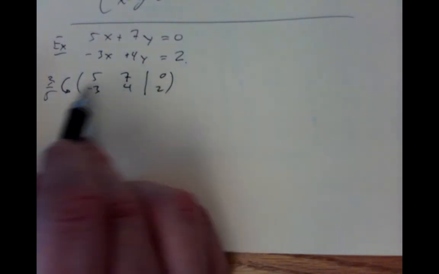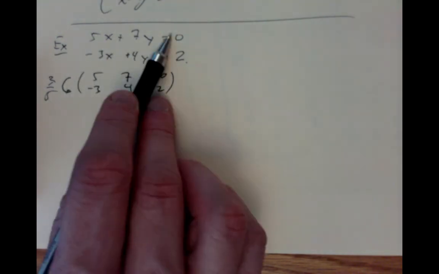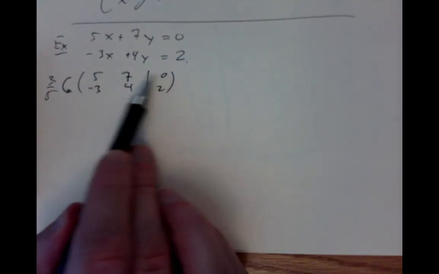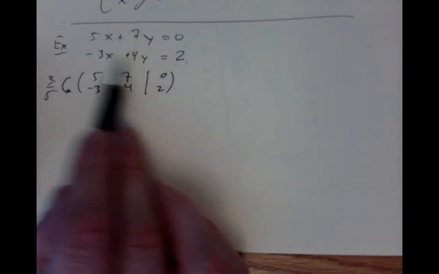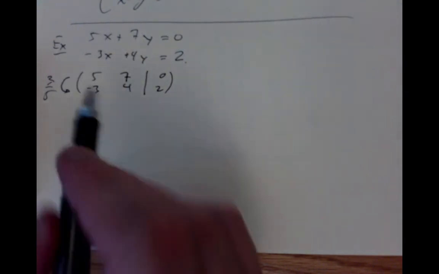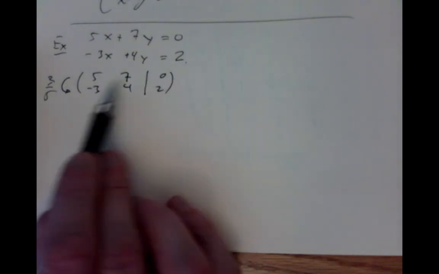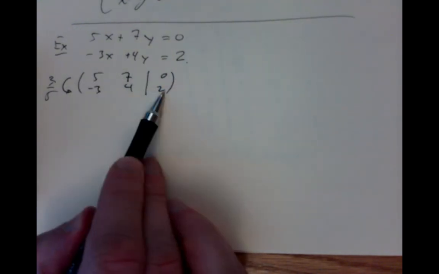I have to worry about doing it a whole row at a time because each row represents an equation, and I want it to represent an equation that remains true. I want to make sure that whatever manipulation I do to these equations, when I turn them back into equations, they're still true. So they still have the same solutions. So I take 3/5 of this row to this row. I have to do operations a whole row at a time.